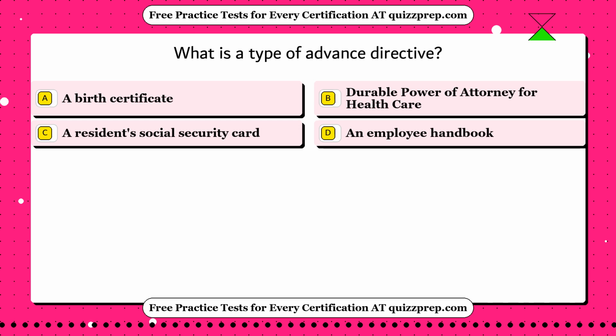Question 89. What is a type of advance directive? Option A, a birth certificate. Option B, durable power of attorney for healthcare. Option C, a resident's social security card. Option D, an employee handbook.